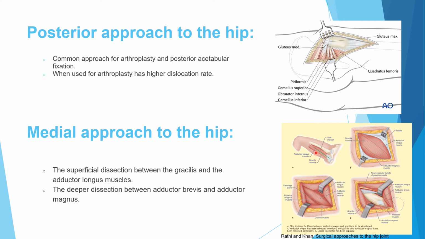Superficially the adductor longus and the gracilis, and then after you retract them, you will release the adductor brevis and adductor longus muscle. This approach is rarely used, not as common as the other approaches. Sometimes it's used to reduce the hip dysplasia in young infants.